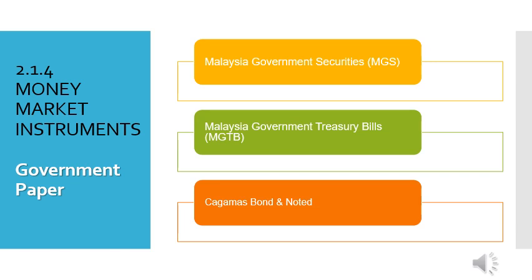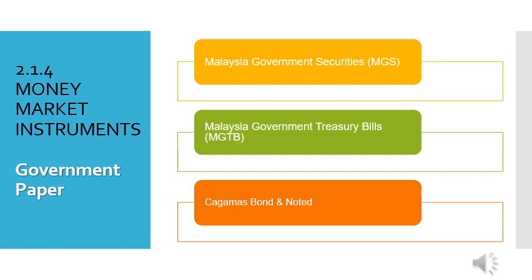For Cagamas Bonds and Notes, Cagamas Berhad, the National Mortgage Corporation, was established in 1986 to promote the secondary mortgage market in Malaysia. Its corporate mission is to provide financial products and services that would improve the availability and affordability of loans for the purchase of homes, particularly for the lower income group. It borrows money by issuing debt securities and uses the funds to finance the purchase of housing loans from financial institutions, selected corporations and the government.